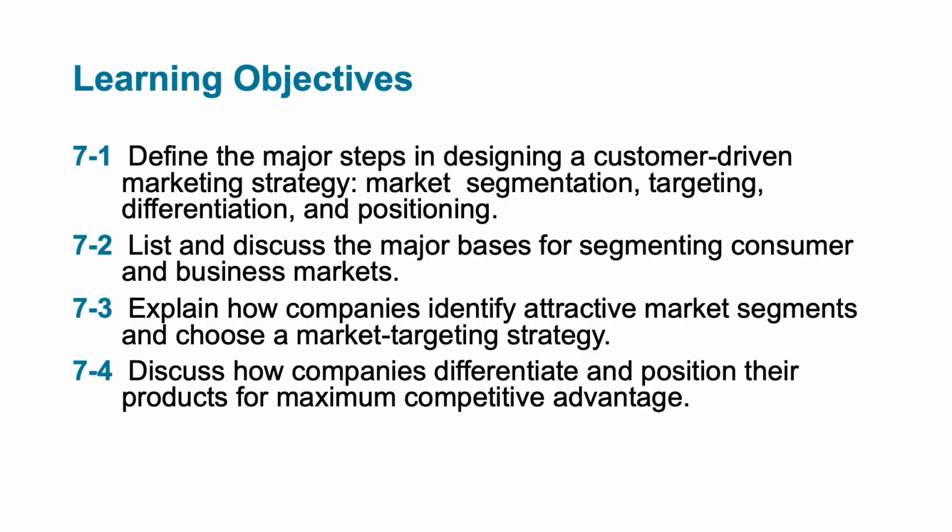The 4 different learning objectives we will see from this chapter are: number 1 is to define the major steps in designing a customer driven marketing strategy, such as market segmentation, targeting, differentiation, and positioning. Second objective is to list and discuss the major bases for segmenting consumer and business markets. Third is to explain how companies identify attractive market segments and choose a marketing strategy. Number 4, discuss how companies differentiate and position their products for maximum competitive advantage.